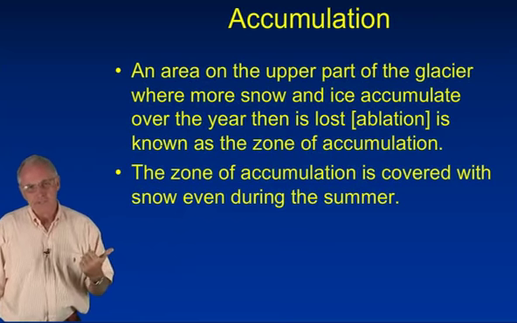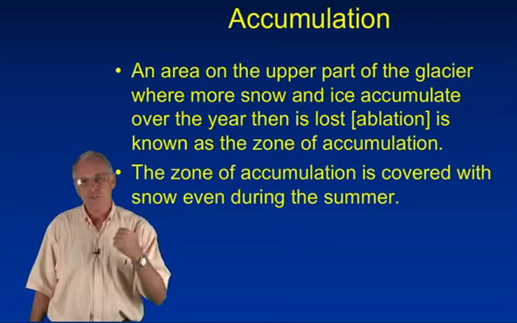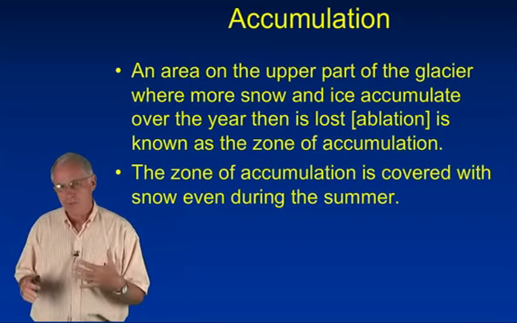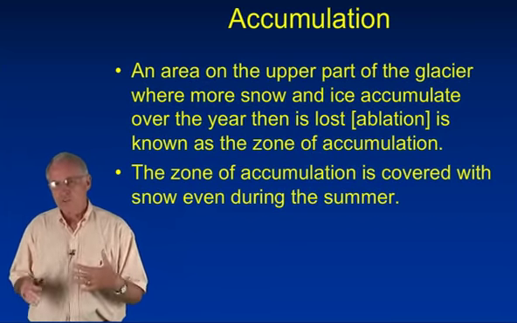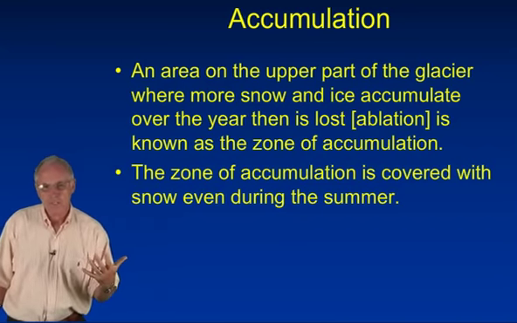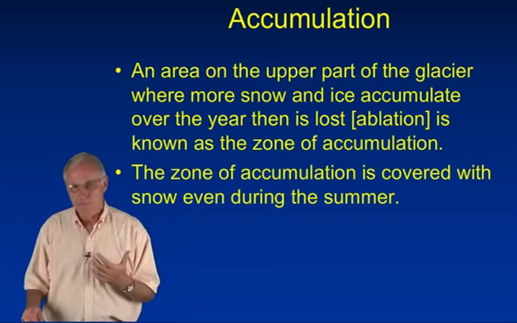The upper part of the glacier is where we have more snow and ice accumulating over the year than is lost, and we call the loss process ablation. That upper zone is called the zone of accumulation. In the summer, the zone of accumulation is covered with snow and ice.